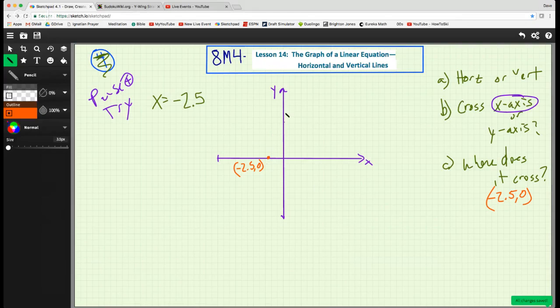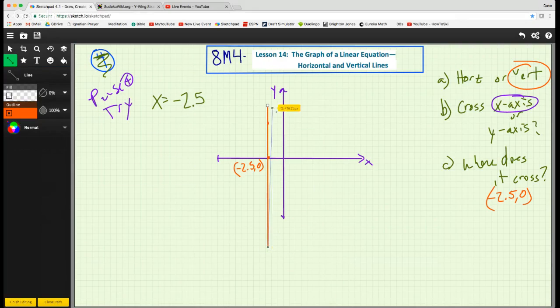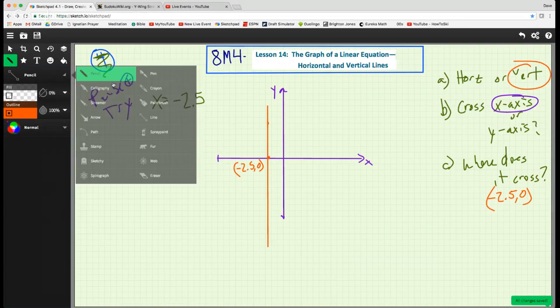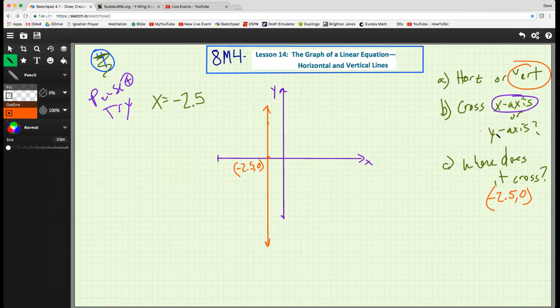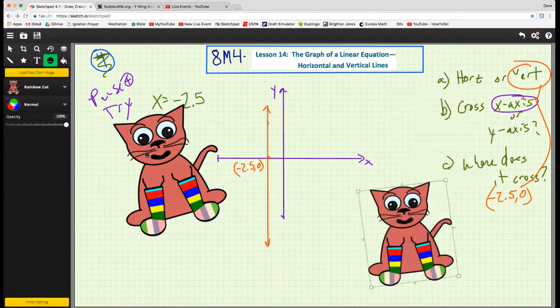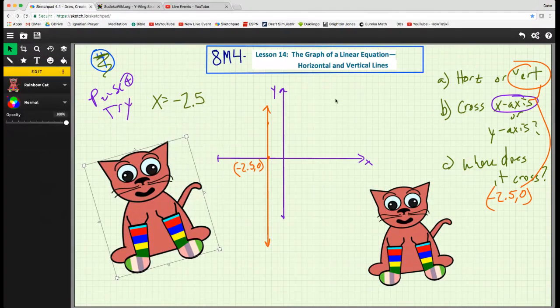And then this must be a vertical. Now it must be a vertical line going up and down. So let's make some points like this. And then let's just go bam, bam, bam, bam, bam. And we have our vertical line that crosses the x-axis at negative 2.5, comma 0. And we can happy cat this guy. And that's the whole key to horizontal and vertical lines.